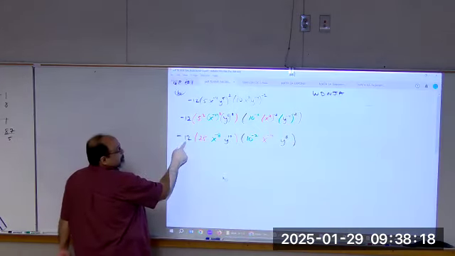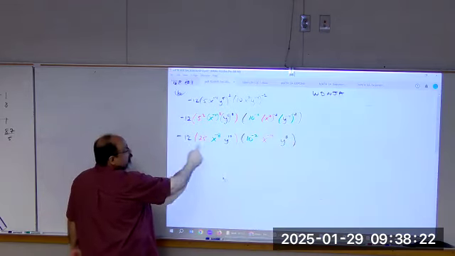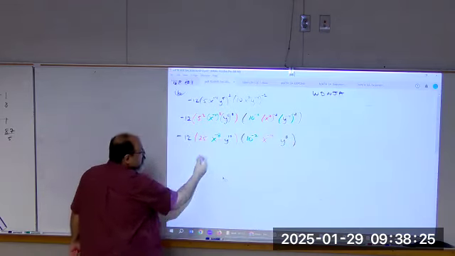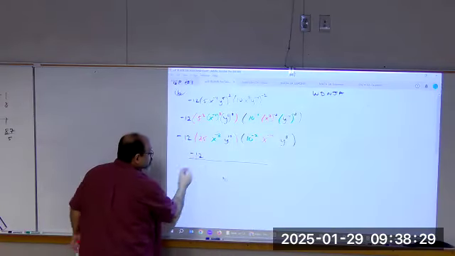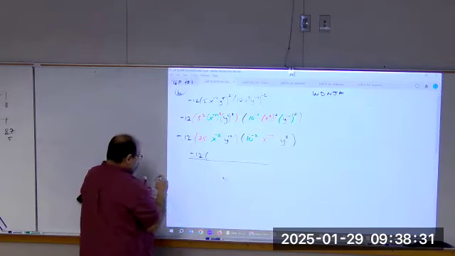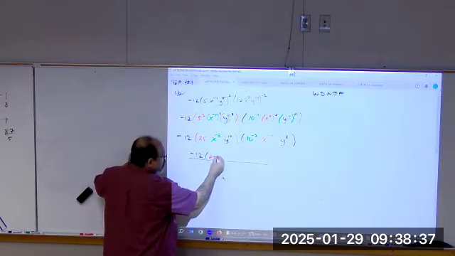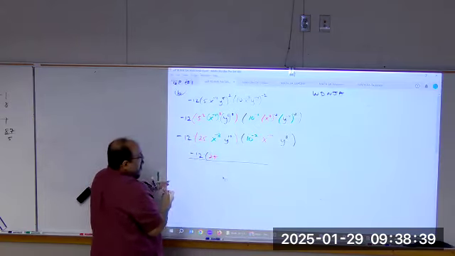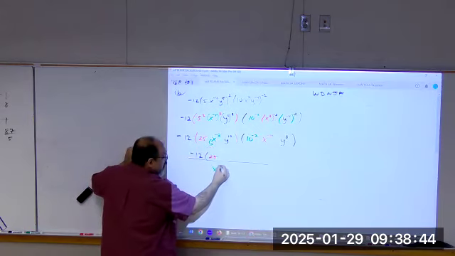Does -12 flip? No, we don't flip negative numbers. We only flip negative exponents. So in the numerator, it's still -12. Does 25 flip? No, it's a positive 25. X to the -8 has a negative exponent, so it's going to flip down and it becomes x to the +8.